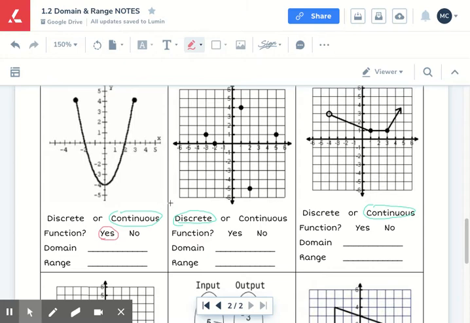Okay, so the domain is all of the possible x values for this graph. We're going to do this in interval notation. So in order to get them in order from least to greatest, which is how it's always supposed to be, I have to look at the graph from left to right. And the furthest left that I see on this graph is this one right here. The domain is the x value, so I need the x value of that point.